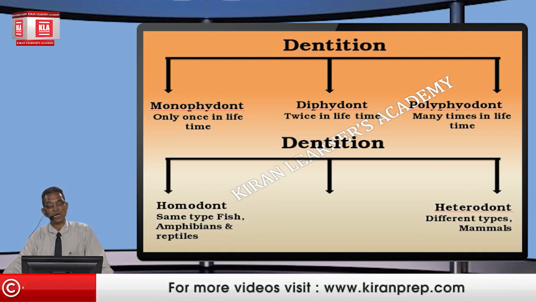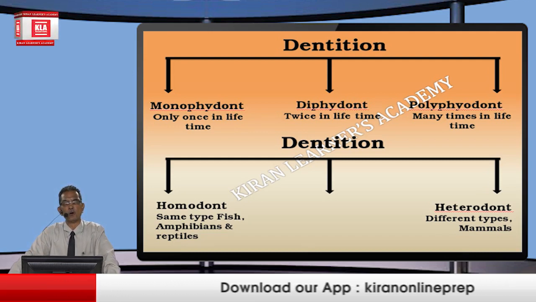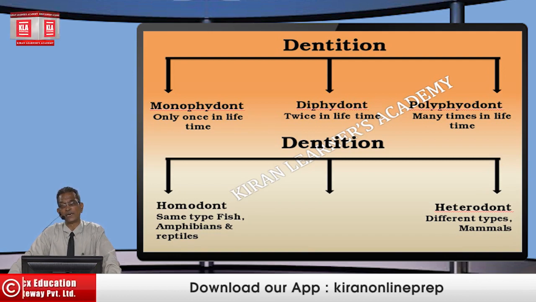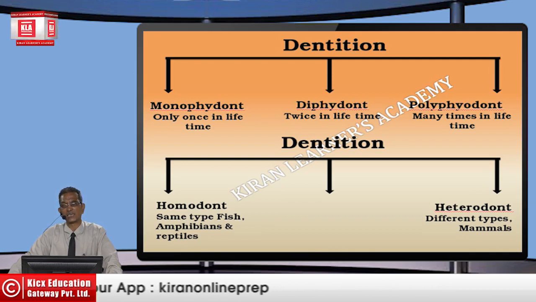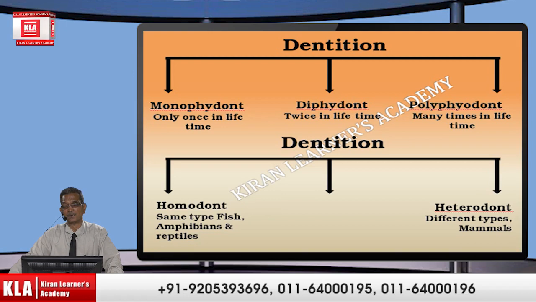And then the other way of classifying organisms is on the basis of the dentition, or the type of teeth they have, whether they are homodont or heterodont. Homo means same, hetero means different. That means here is an animal in which all the teeth are same, whereas here is another animal in which teeth are there, but their shape and number vary.